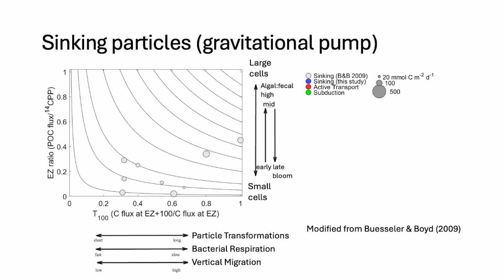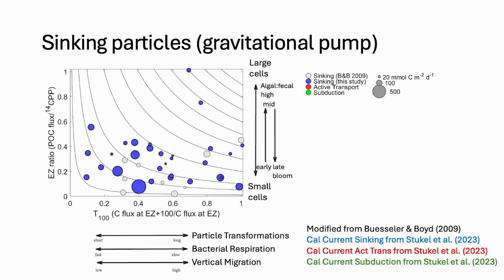Export may vary across the lifetime of a bloom. Vertical migrators have high transfer efficiency. If there's not vertical migration, you have lower transfer efficiency. If there's a lot of bacterial respiration, you have low transfer efficiency. If there's not much bacterial respiration, you have high transfer efficiency.